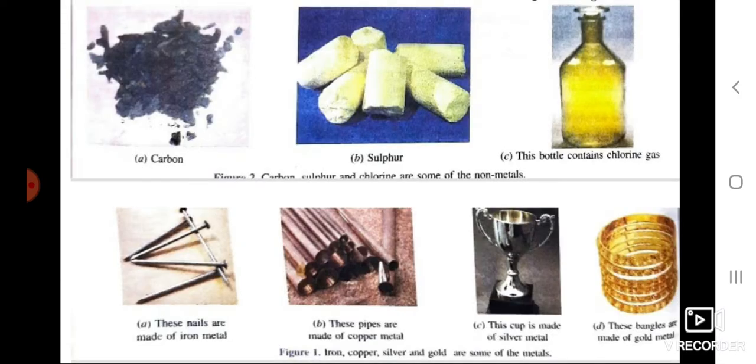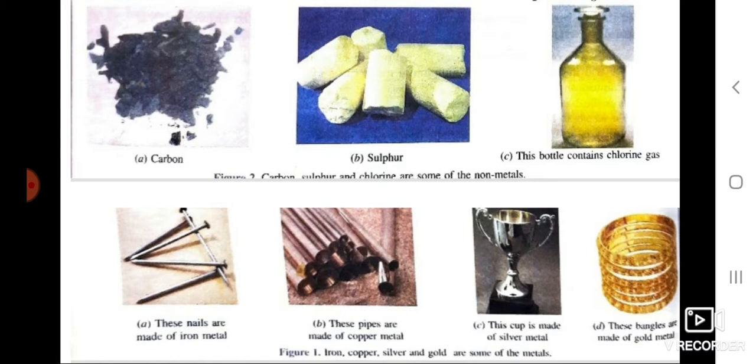Both metals as well as non-metals are used in our daily life. Here you can see a few examples of metals and non-metals. Nails are made up of iron metal, then copper metal pipes. This cup is made up of silver metal, then bangles are made up of gold. These are metals. So metals are the elements that conduct heat and electricity and are malleable and ductile.